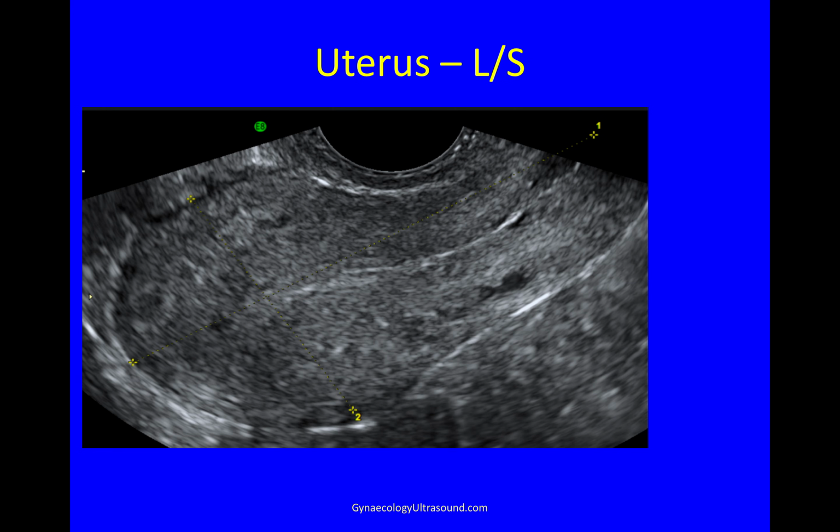So in the longitudinal plane, you would take the length. Normally what I do is I aim for fundus, and then I go to about there where the angle changes, and I measure the cervix as part of the uterine length. So I'd have to take a second view here, and then at 90 degrees to this line I'm going to do the depth. So this is length and the depth.